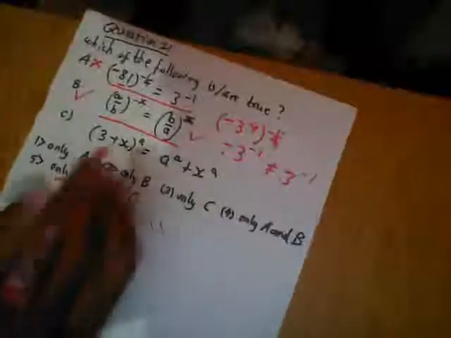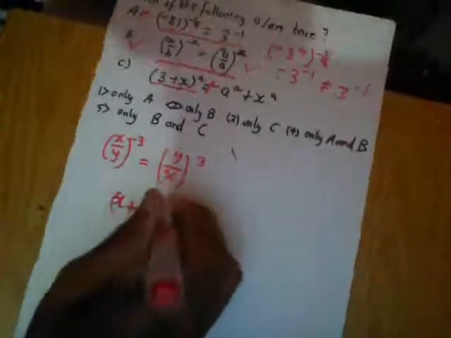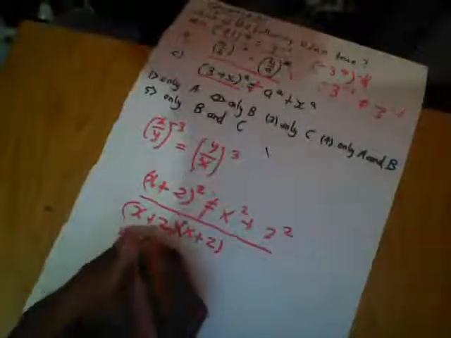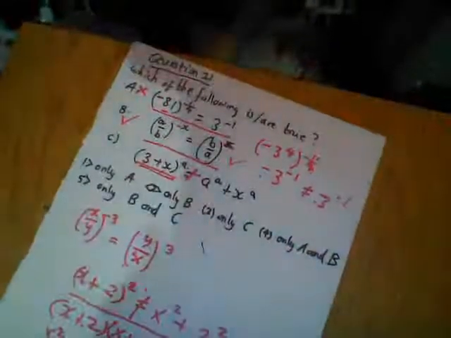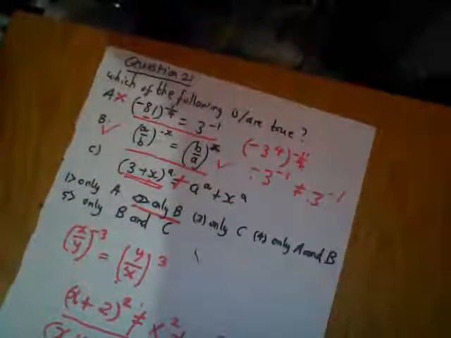C is not true. You cannot just say it like that. It's like if somebody gives you x plus 2, for example, to the power 2. You can't say x squared plus 2 squared. What you should do is expand it: x plus 2 times x plus 2, and then you start to multiply. x squared, x times 2 is 2x, another 2x, that's 4x, plus 4, so that's not true. Further on, you're going to do something called binomial expansion or Pascal's triangle, but for now, it's not true, so only B. Question 21, only B.